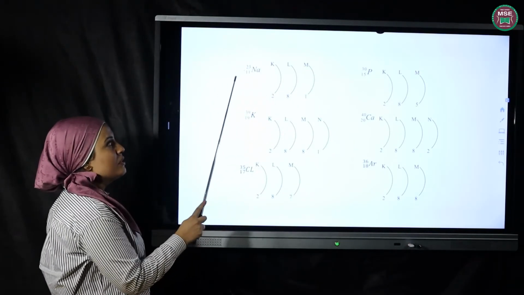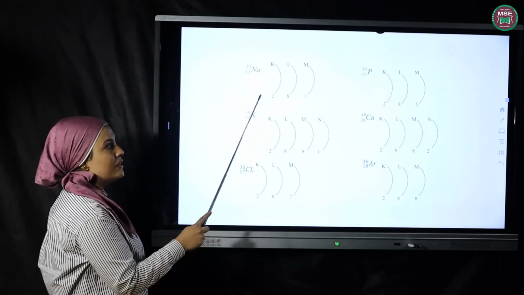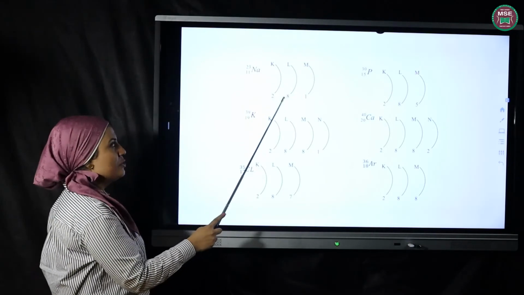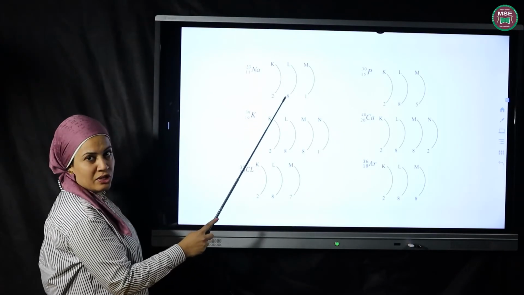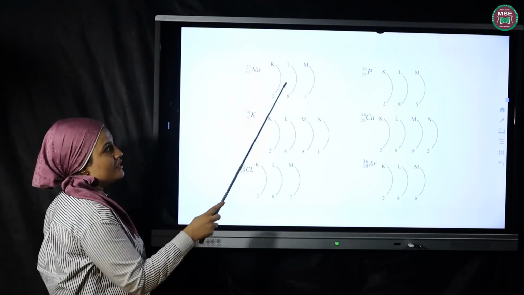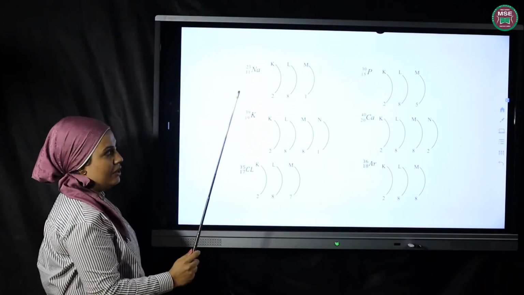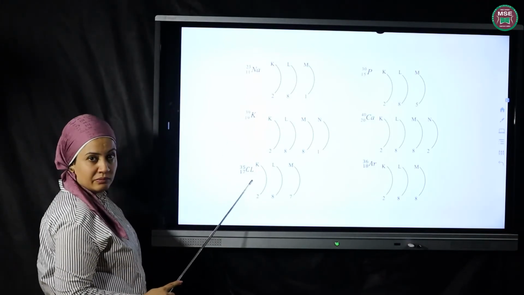So we will distribute the 11 in the energy levels. The first energy level is saturated by 2 electrons. What about the second? L is saturated by 8. So I have 2 plus 8, which is 10. So I have only 1 left. We will put it in the third energy level, which is called M. Put 1 here.